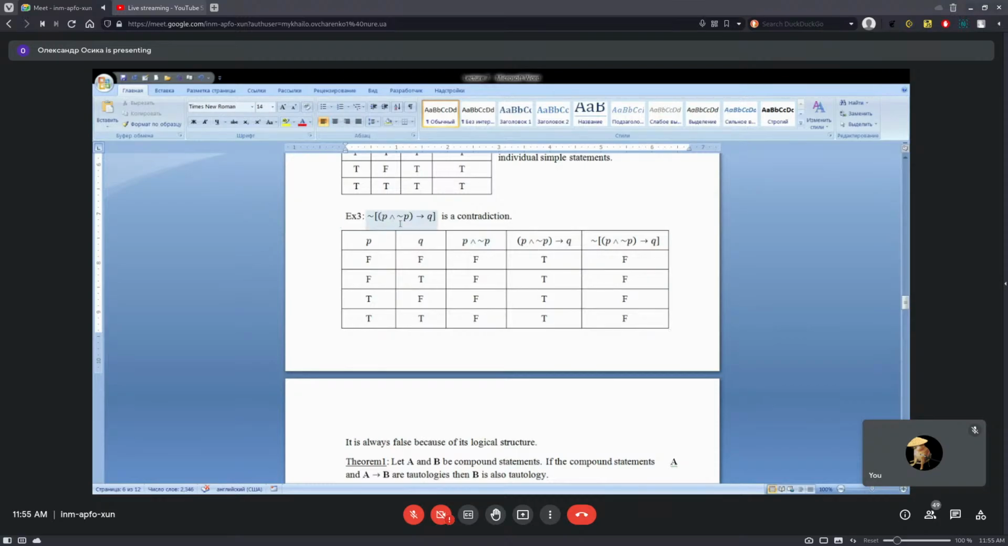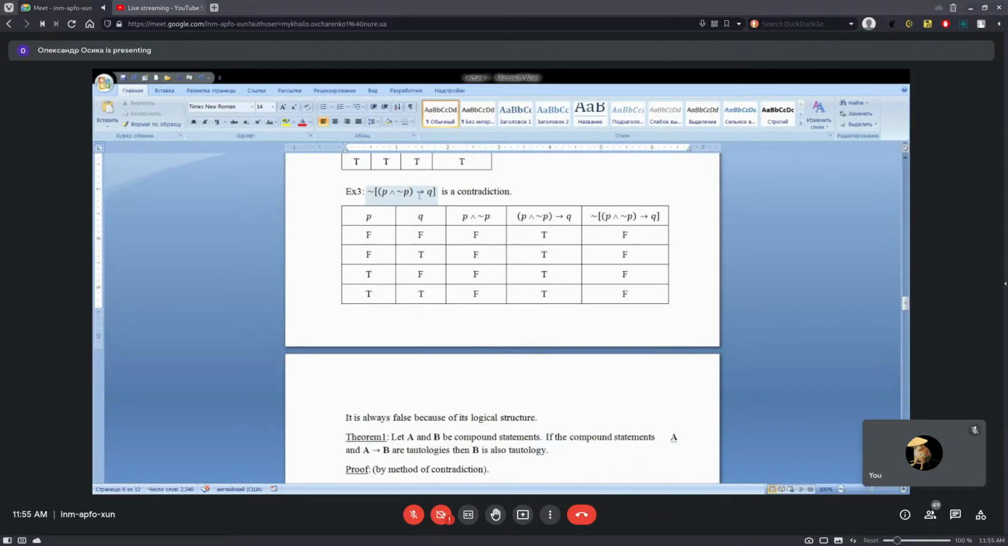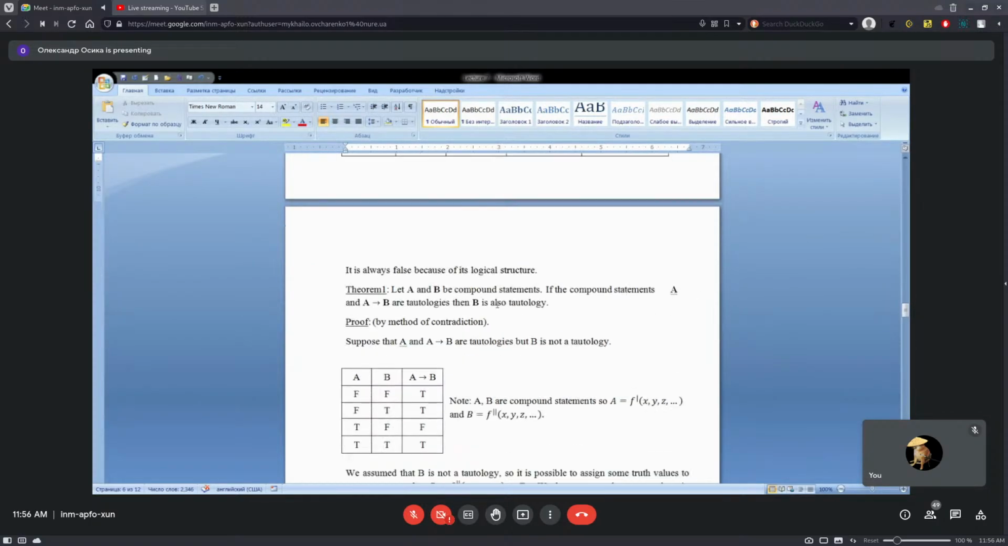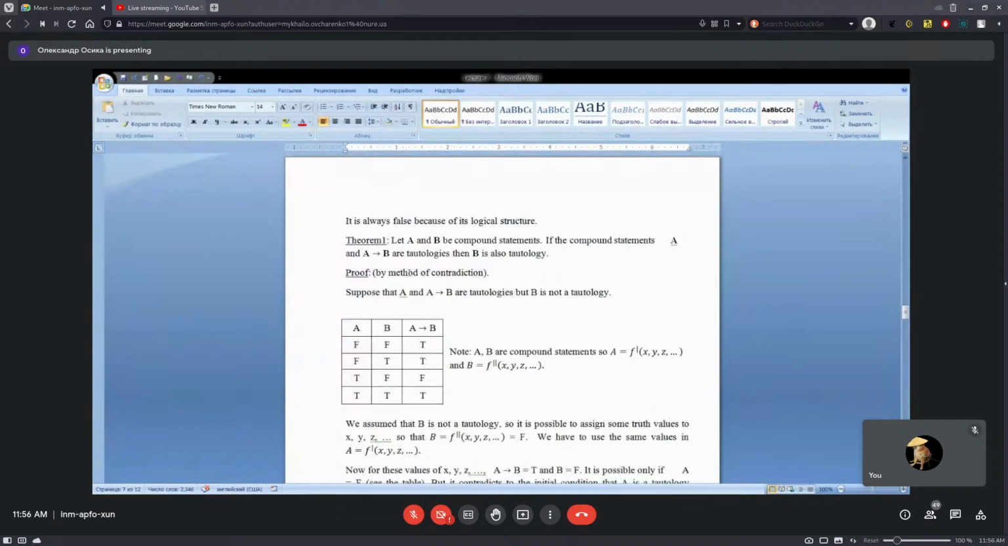But if the premise here is always false, this implication is always true. That's why look here, what is before the conjunction in these square brackets. We have all true here. But after that, we apply the negation to these true values. We get all false values. So this formula is an example of a contradiction. Always false, never mind what is the meaning of P and what is the meaning of Q. I mean, what is the sentence, and what is the value of this sentence, true or false? Never mind. It is always not true because of its logical structure. Theorem. Now theorem.